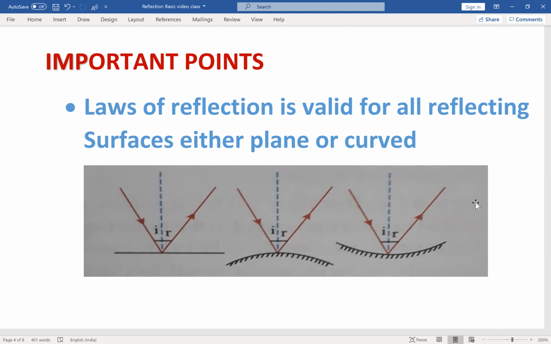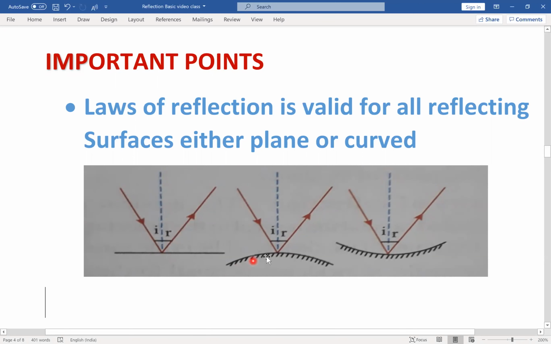One important thing is the law of reflection is not limited to a certain case, it is universal. It is valid for all reflecting surfaces, whether plane or curved. For example, this is the plane surface, this is the point of incidence and this could be the normal. The angle of incidence and the angle of reflection must be equal here. Again, the incident ray, normal, and reflected ray will be in the same plane.